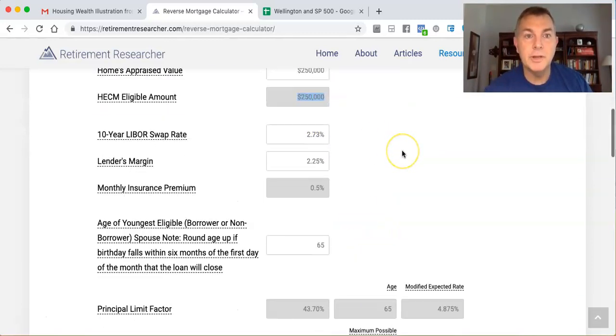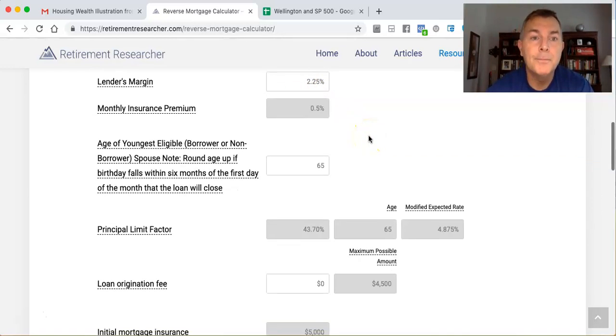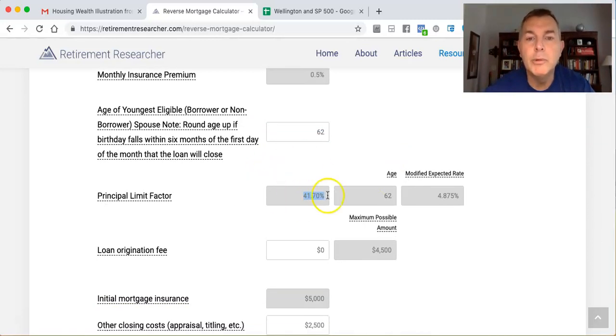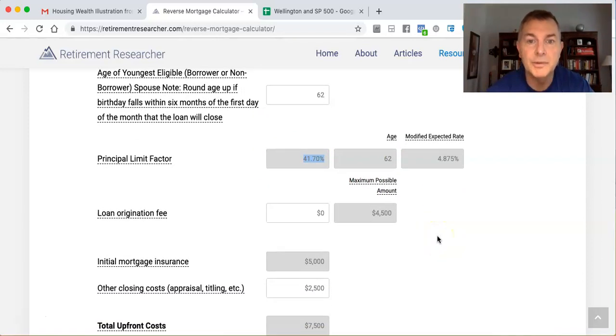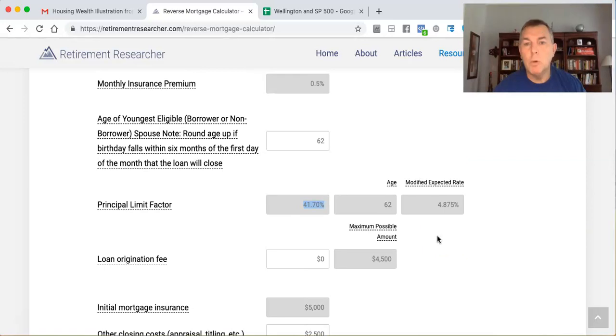We're just going to default to the 10-year LIBOR and the lender's margin, and that's the interest rate right there: the monthly premium plus the 10-year LIBOR plus the lender's margin. That's going to give us 5.5. Age, we're going to say 62, and our principal limit factor is 41.7%. So what that simply means is we can borrow up to 41.